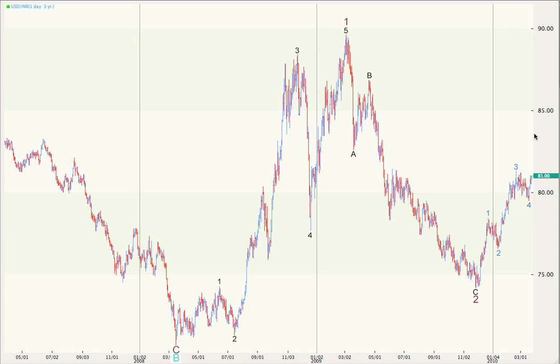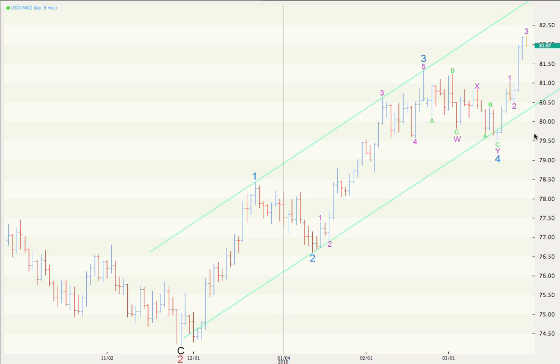Taking you now to the daily chart, where we're looking at recent dollar rises. This is just for the last 6 months, so these blue labels are what we were just looking at on the last chart. Here's our blue 1, 2, 3, 4, and the very recent dollar rises up I'm labeling blue wave 5.